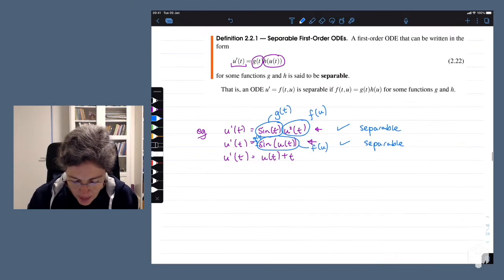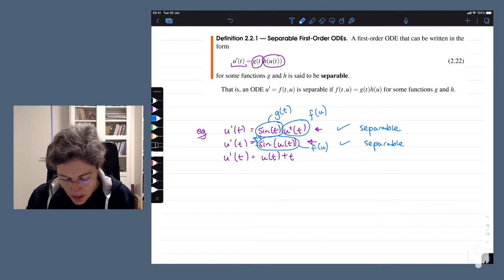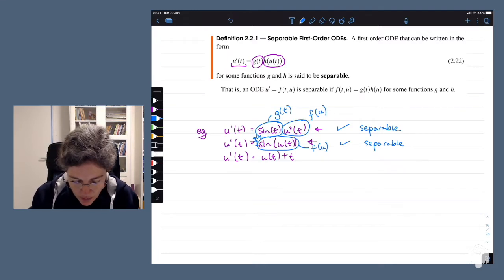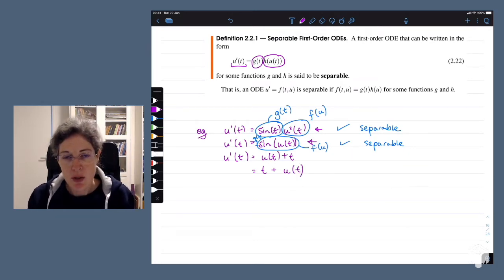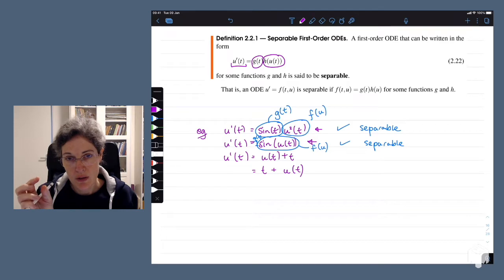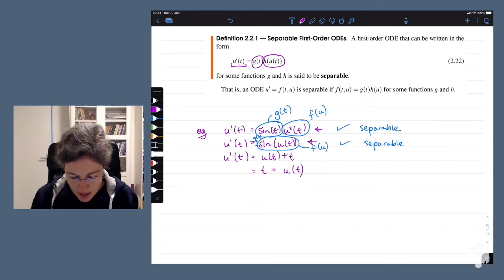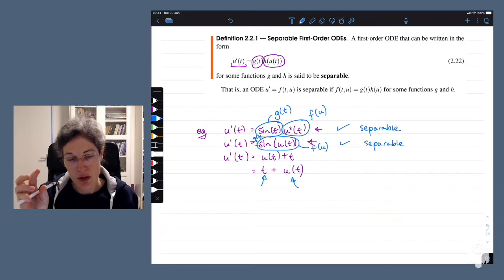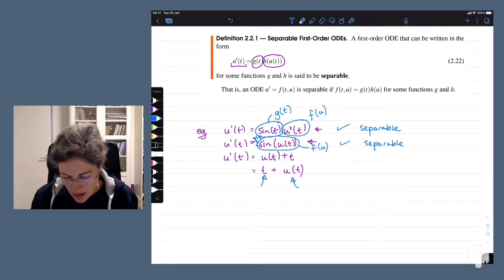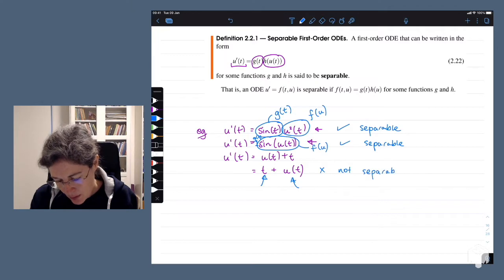On the other hand, if we look at the equation just below, we might rewrite it as t plus u of t, but notice that we can't turn this into a product of terms that meet the requirements for separable. So it's certainly the case that this is a function of t and this is a function of u, but we can't write it as function of t times function of u. So this one is not separable.